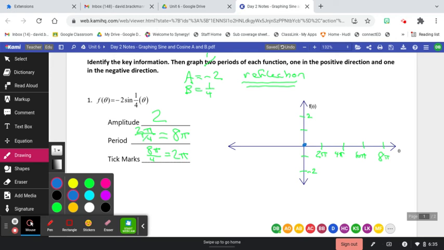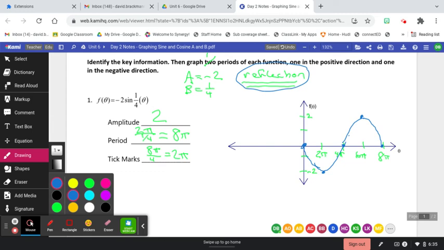But guys, remember, we have this reflection here. So first we're actually going to go down to negative 2, and then we'll go up to 2. It's the reverse of what we did yesterday because of that reflection. So that is what a reflected sine graph looks like. Instead of going up first and down second, it's going down first and up second, okay?